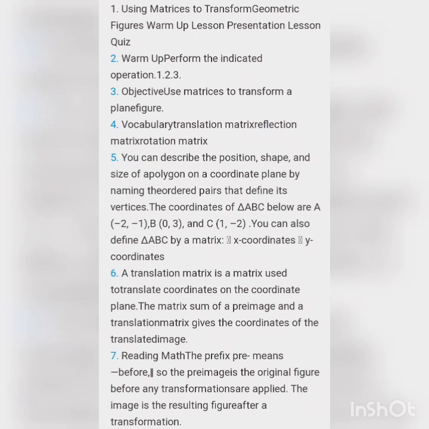You can describe the position, shape and size of a polygon in a coordinate plane by naming the ordered pairs that define its vertices. The vertices of triangle ABC below are A, B, C. You can also define a triangle with a matrix of x coordinates and y coordinates. A translation matrix is a matrix used to transform coordinates on the coordinate plane. The sum of the vertex matrix of the preimage and the translation matrix gives the coordinates of the translated image.